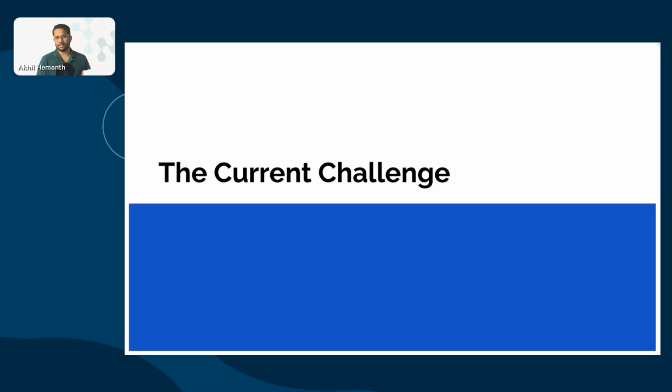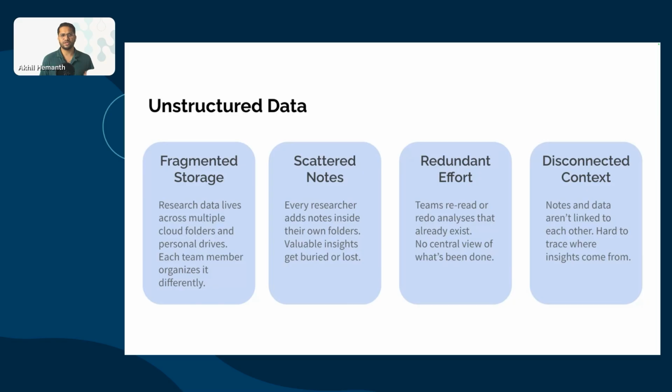Okay, so let's look at the current challenge that we're facing. I'm sure different teams have different kinds of problems, but this is internal to us. The first one is unstructured data. Fragmented storage: all of the research data lives across multiple cloud folders and personal drives. Scattered notes: every researcher adds notes based off the data that they've seen, but they live in that particular folder. And so the valuable insights get buried.